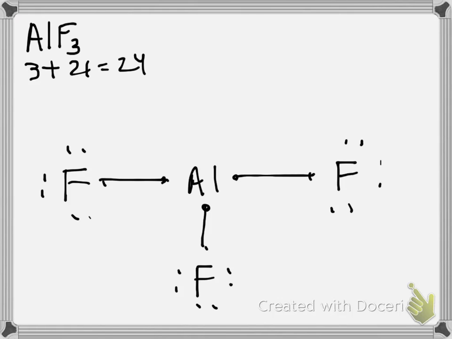Okay, in this case, let's count to make sure everything else has 8 and that our Al has 6 then. 2, 4, 6 on the Al, that's right, 3 bonds. 2, 4, 6, 8 on each F. Okay, so that's good. Then I got to go back again and count my totals here.